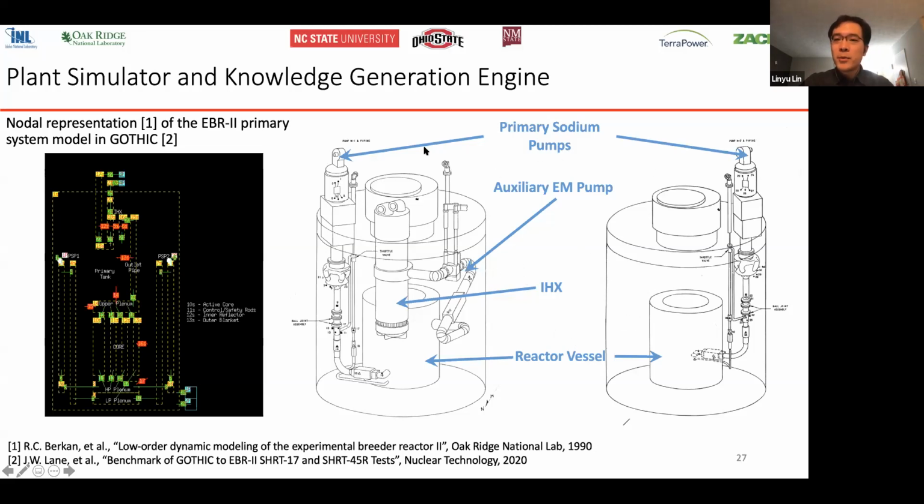There are 2 primary pumps right next to the reactor vessel. And there is also an auxiliary electromagnetic pump connected to the Z pipe. And the Z pipe is directly connected to the reactor vessel. And there is also this intermediate heat exchanger that connects the primary side to the secondary side.